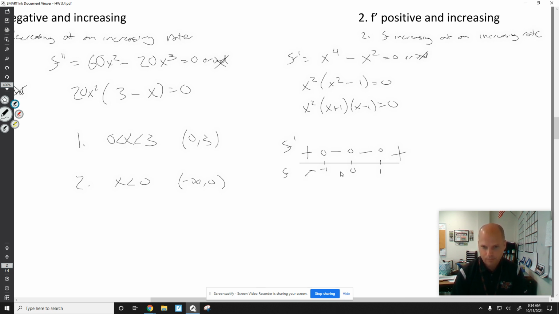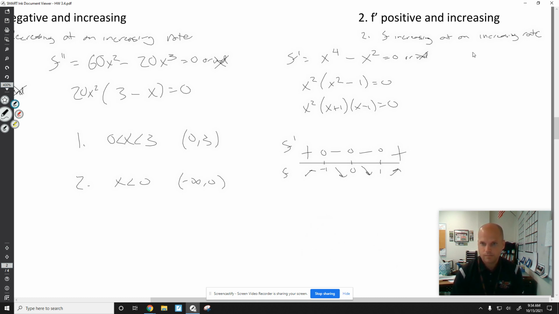That's telling me what f is doing. F is going up, going down, flattening out, going down, flattening out, going up. I already know this is going to be a point of inflection. If I sketched f increasing, decreasing, flattening out, decreasing, I can see my curvature changes and then increasing.